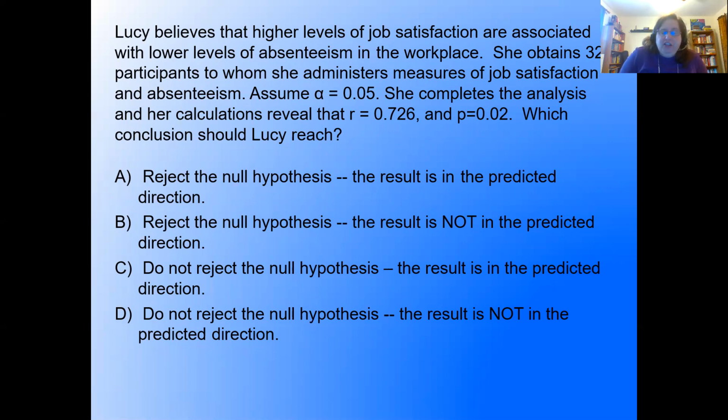Do not reject the null because the result is not in the predicted direction. So do not reject the null hypothesis. The result is not in the predicted direction. Remember, for anything except ANOVA, we only have two-tail tests, but for all other tests, we can have one-tail or two-tail. And when it's one-tail like this, we've got to match the direction that we claim. In this case, we didn't, so we don't get to reject the null.